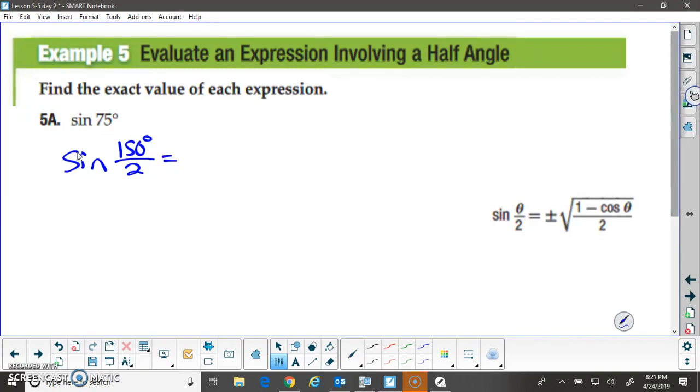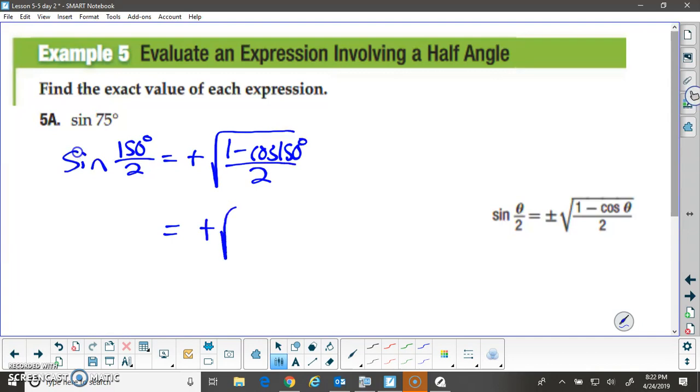We're going to have to figure out the plus or minus first. Since 75 degrees is in the first quadrant, and since all sine values are positive in the first quadrant, we need to have a plus sign in front of this square root. We're going to go 1 minus the cosine of 150 degrees, and I'll divide it by 2.